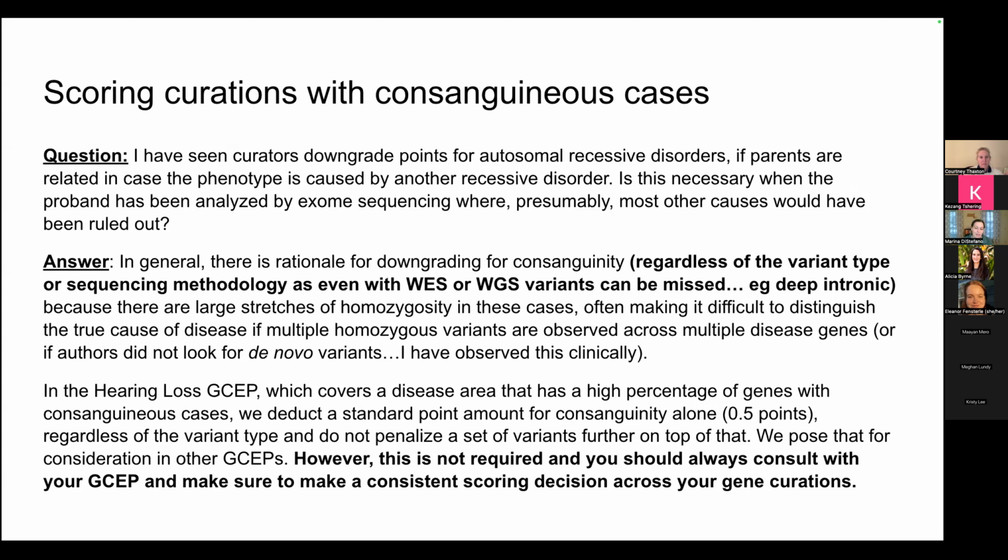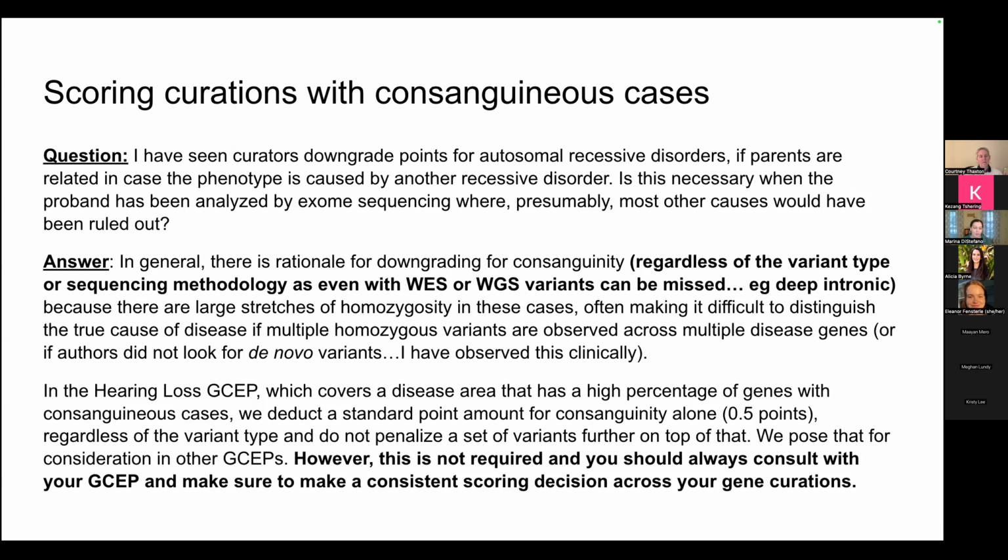I'd like to pull apart a few bits of this question too, because I have seen GCEPs that downgrade for multiple pieces here. They have a standard downgrade for consanguinity, and then a standard downgrade for homozygosity, and they pile them on top of each other. I would argue that you should only do one downgrade.